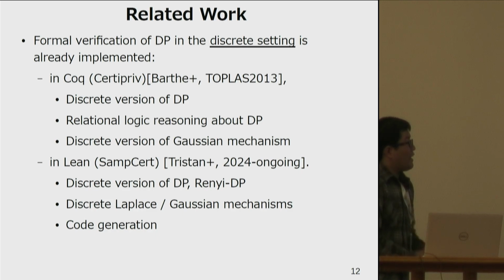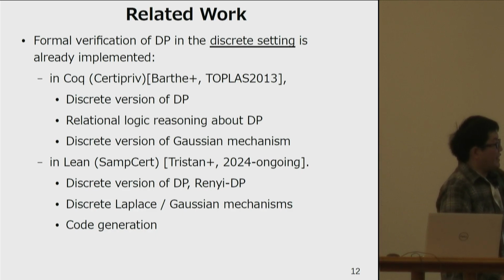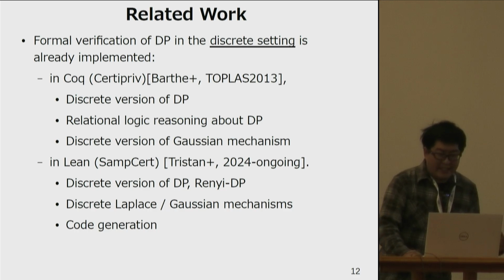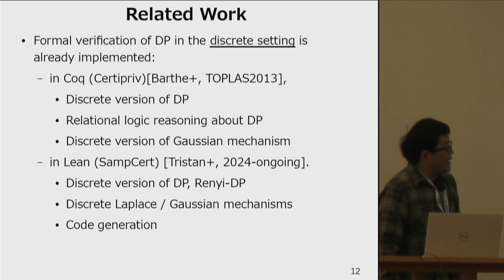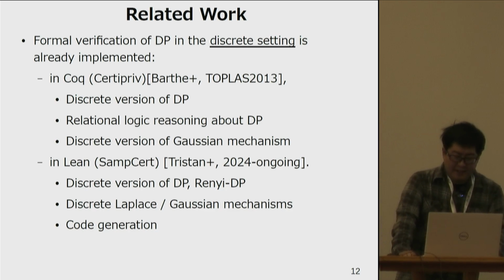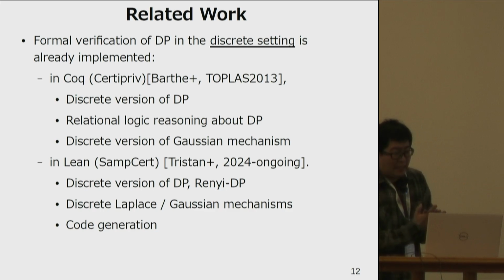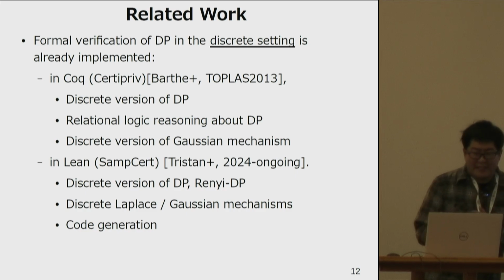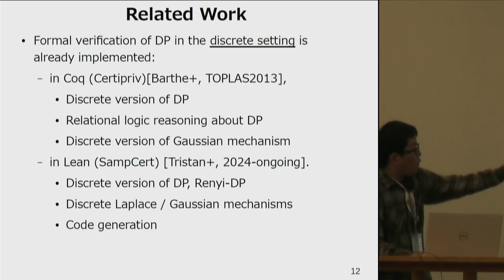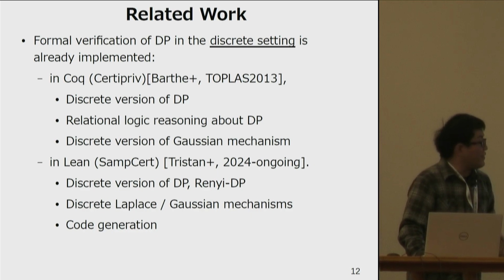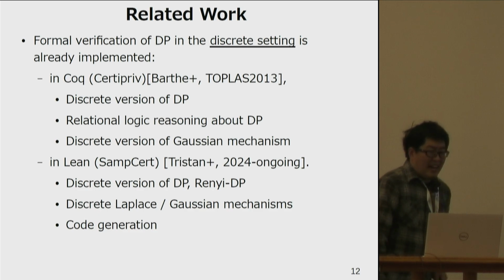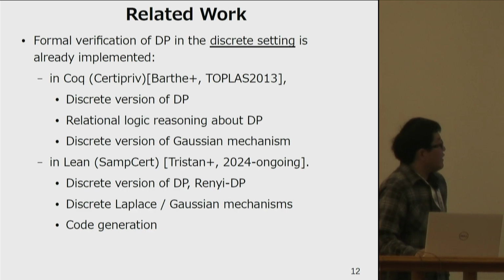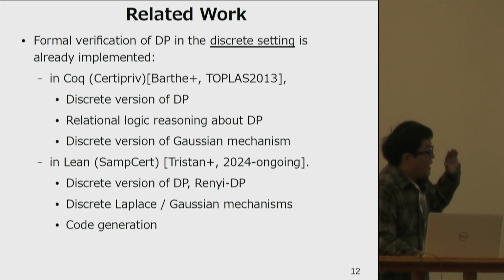In Dafny, the Sato library is a very recent formalization of differential privacy. In the Sato library, there is a discrete version of differential privacy and a discrete version of Rényi differential privacy, which is a relaxation of differential privacy. It also contains a discrete Laplace and discrete Gaussian mechanism. Interestingly, it also contains code generation, that is, compilation to executable code.